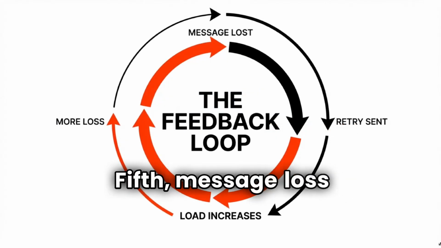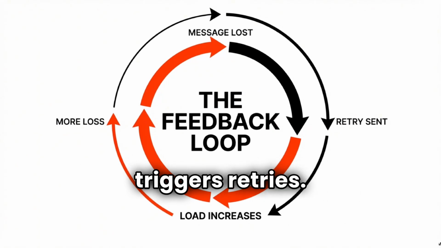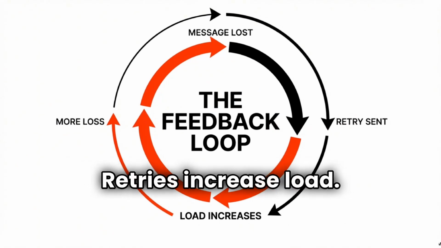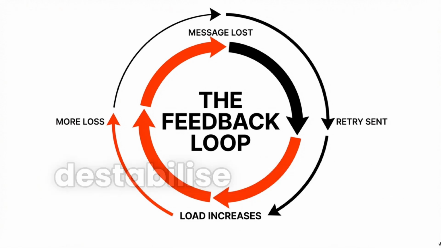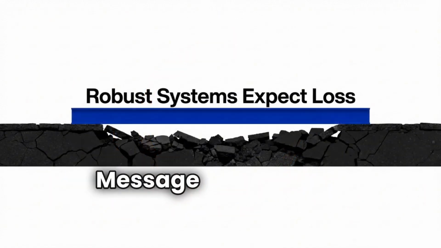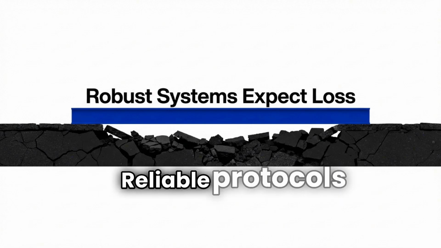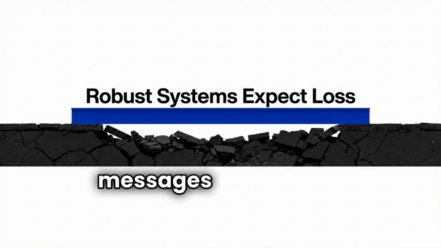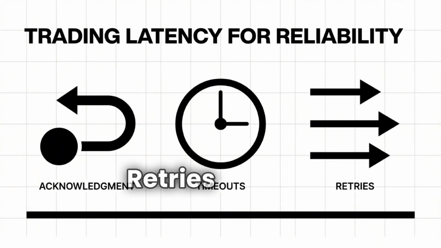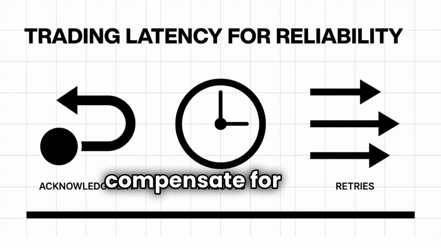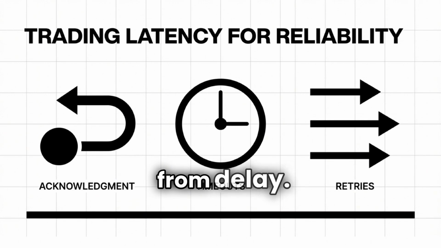Fifth, message loss compounds failure. One lost message often triggers retries. Retries increase load. Increased load causes more loss. This feedback loop can destabilize systems. Message loss directly influences protocol design. Reliable protocols exist because messages can be lost. Acknowledgements exist to detect loss. Retries exist to compensate for loss. Timeouts exist because loss is indistinguishable from delay.